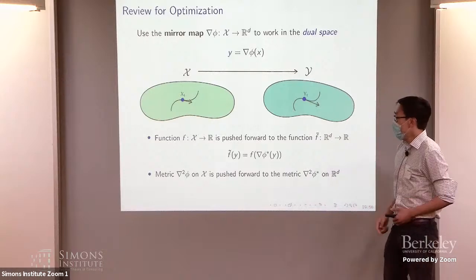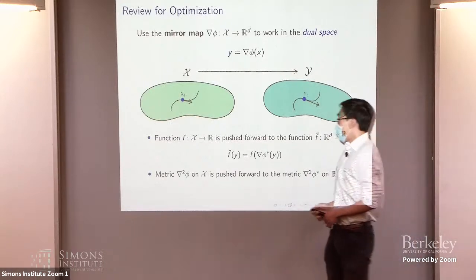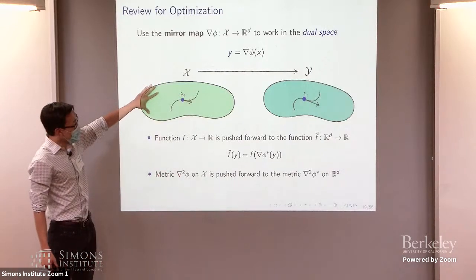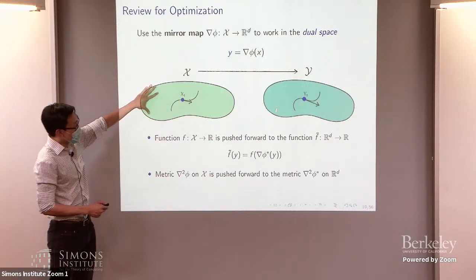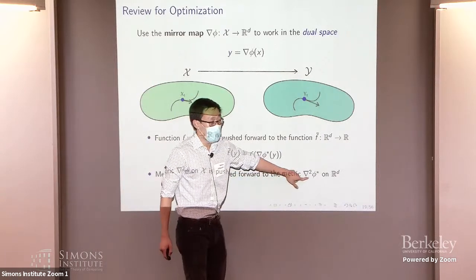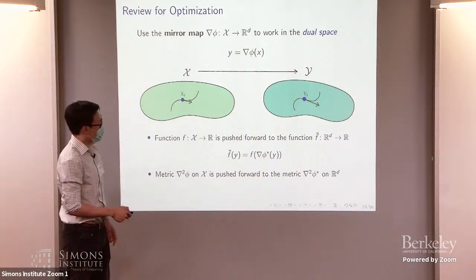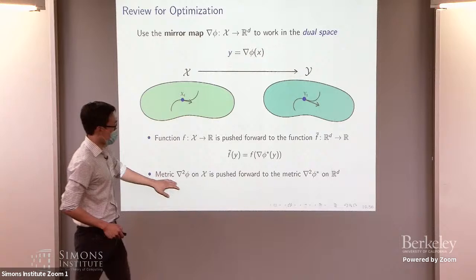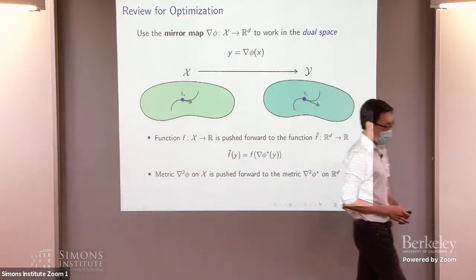And similarly, what's really nice in this setup is that the Hessian metric defined by phi on this space gets pushed forward to a Hessian metric here, which is induced by the dual function phi star. Right? And that works because we are mapping by this mirror map. So there is a very nice duality condition here.